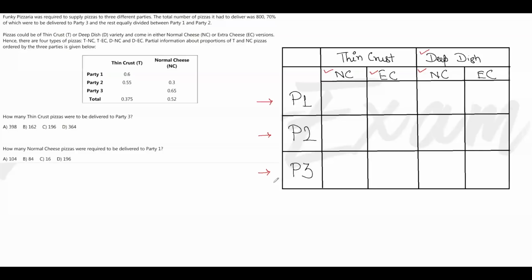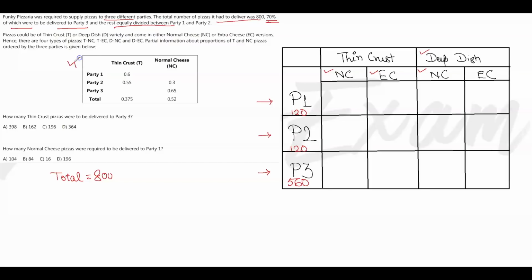Now it's given that the pizzas were delivered to three different parties, and the total number of pizzas were equal to 800. So I'll just write it down here. So total number of pizzas is equal to 800, and 70% of which were delivered to party 3. So party 3 में actually कितने pizzas गए? 560 pizzas, and the rest equally divided between party 1 and 2. So 800 में अगर 560 चला जाता है, the remaining 240 pizzas were delivered to P1 and P2 equally. That means 120 for each.